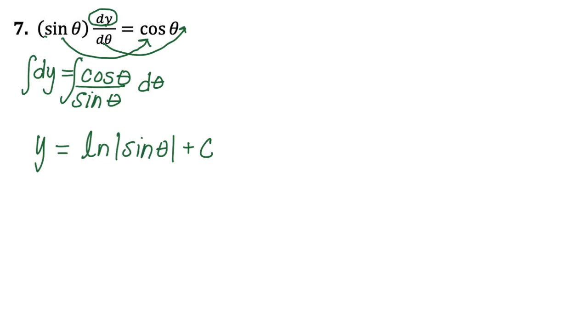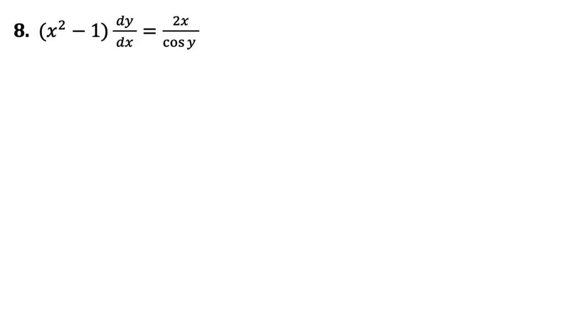All right, so now moving on to the next one. So the first thing you're going to do is what? Separate. So whenever you separate, you do need to move over your dx. That definitely needs to be done. So you've got x squared, get that moved over, x squared minus 1 dy equals 2x over cosine y dx.